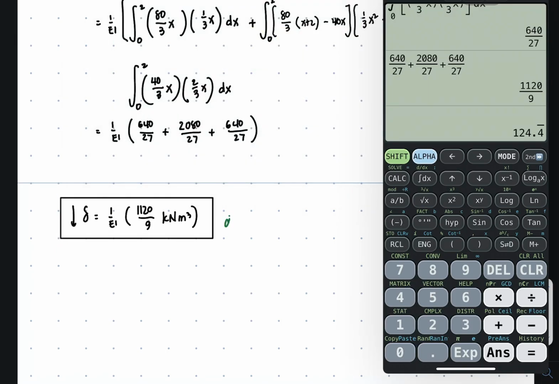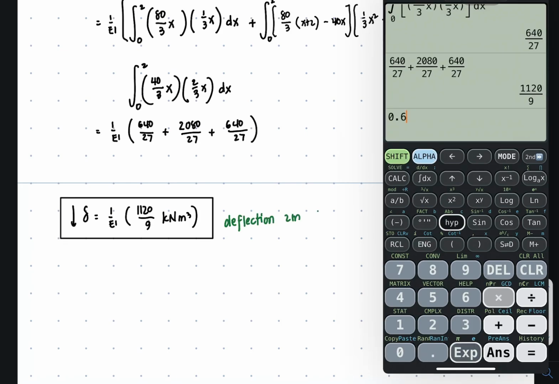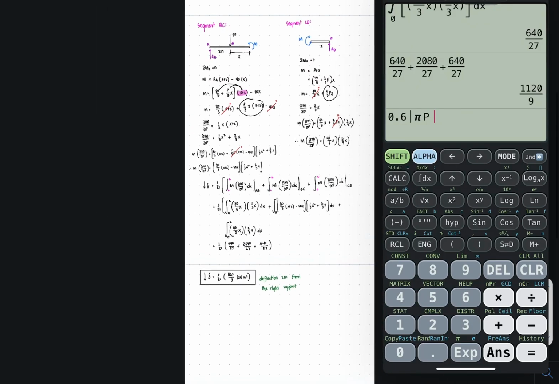And this is the deflection 2 meters from the right support. That's example number 1.